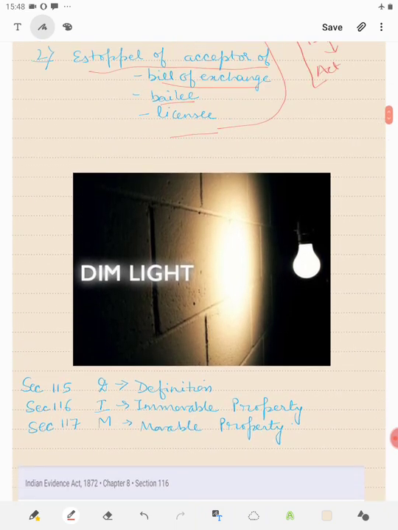So just like all sections we are doing, to remember it, there is DIM, that is dim light. D is for definition. Section 115 deals with the definition of estoppel. Section 116 deals with estoppel regarding immovable property, and section 117 deals with movable property.